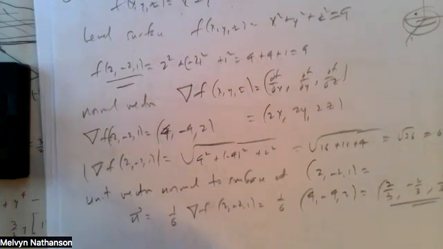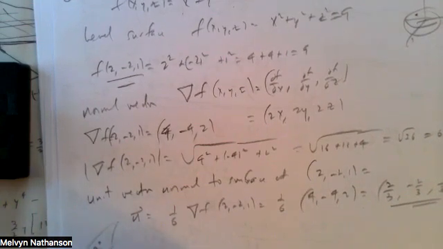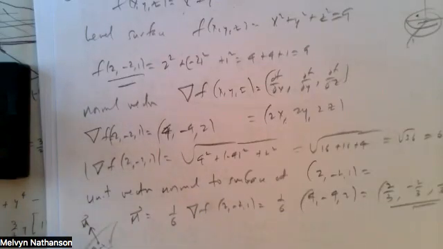So if you think of it as, here's your surface, here's the point 2, minus 2, 1. You have this normal vector n, or u, right?